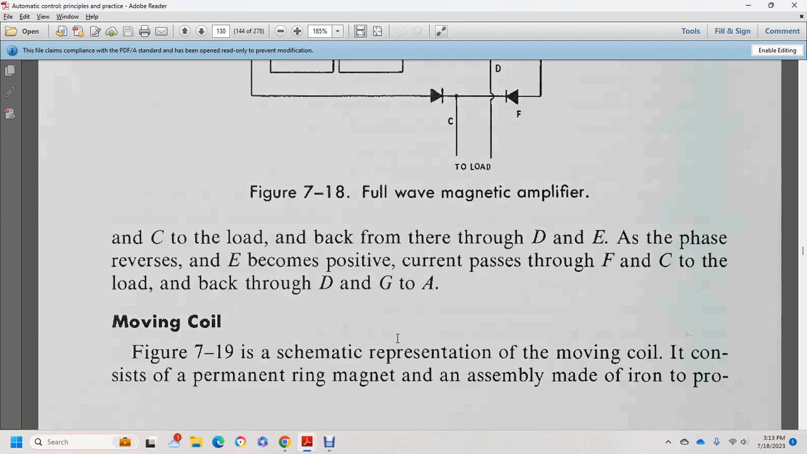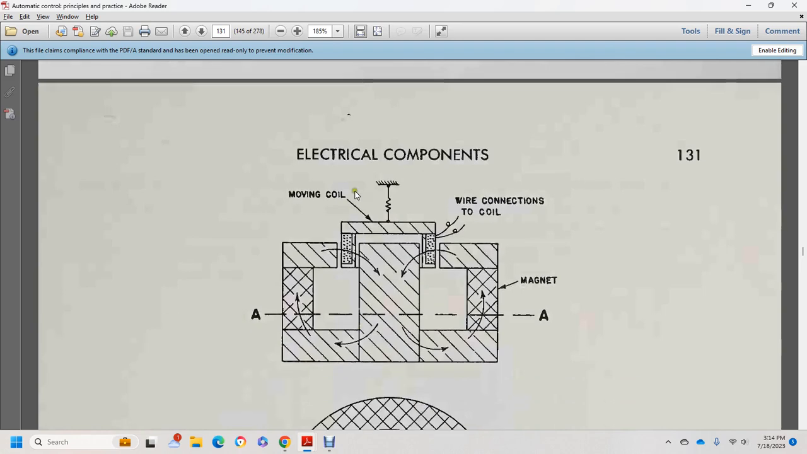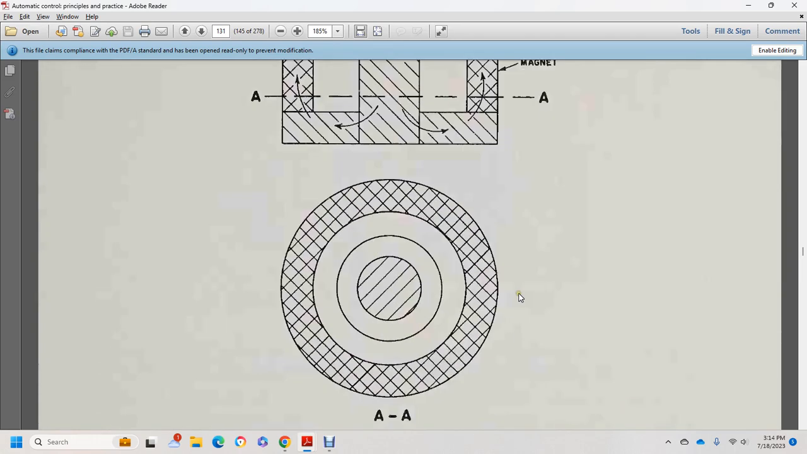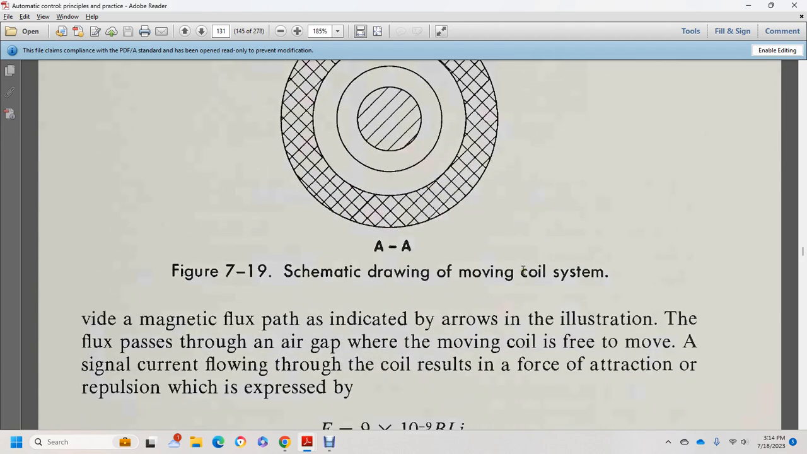Alright, the moving coil. Figure 7-19 is a schematic representation of the moving coil, with a permanent ring magnet made over the iron, showing the moving coil with the wire connection to the coil. The schematic drawing of the moving coil system provides the magnetic flux path, indicating the flux path through the air gap where the moving coil is free to move. A signal current flowing through the coil results in a force of traction.